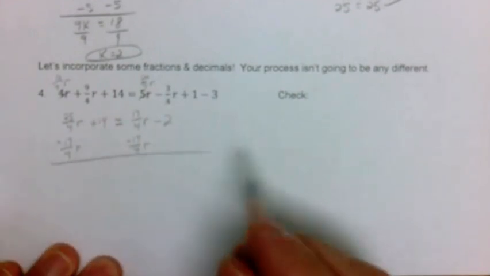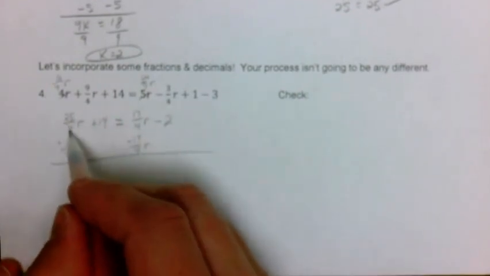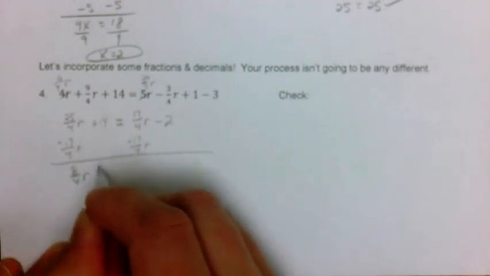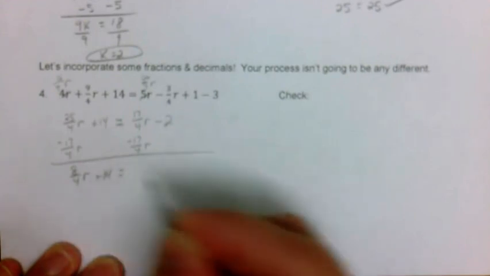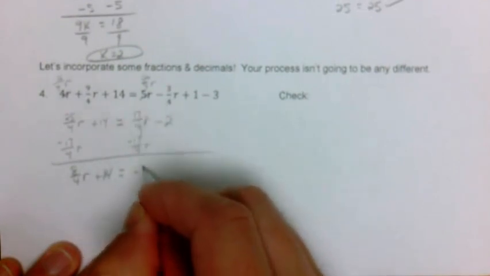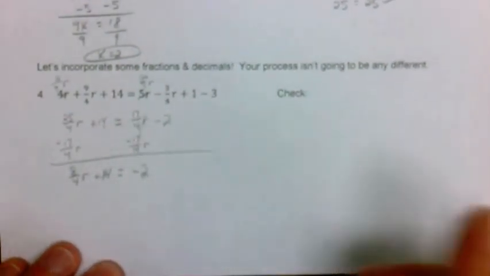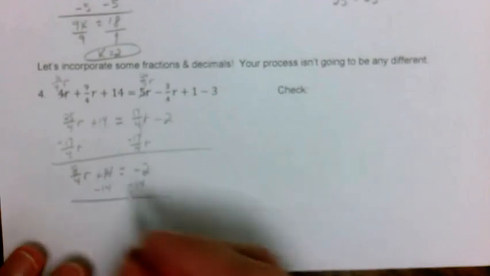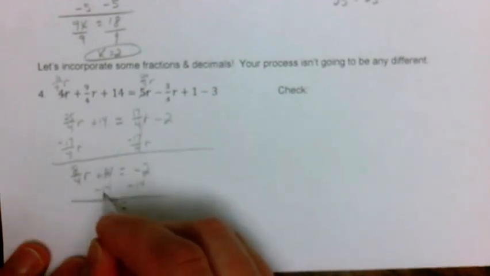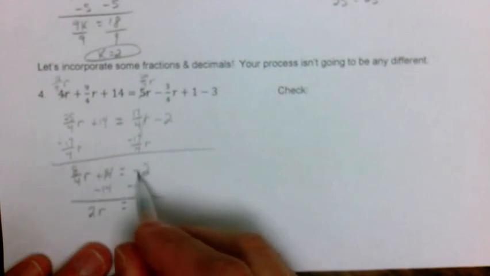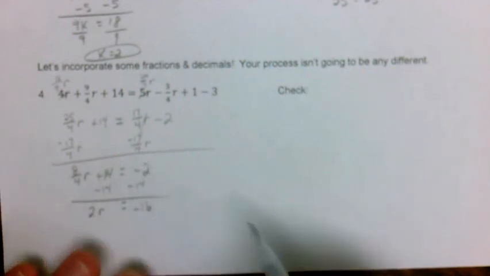If you subtract 17/4 r on each side, 25/4 r minus 17/4 r is 8/4 r, plus the constant 14 equals, on the right-hand side, 17/4 r minus 17/4 r, that's 0, so you're just left with -2. Now I will isolate the variable term by subtracting 14 from each side. On the left, 14 minus 14 is 0, leaving us with 8/4 r, but 8/4 is the same as 2, so this is really just 2r equals -2 minus 14 is -16.